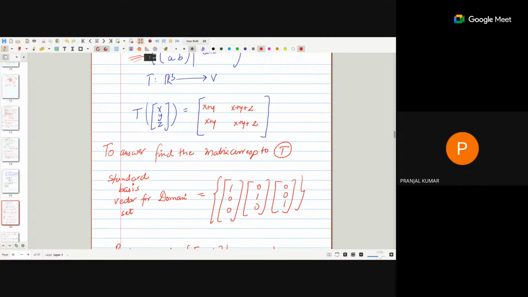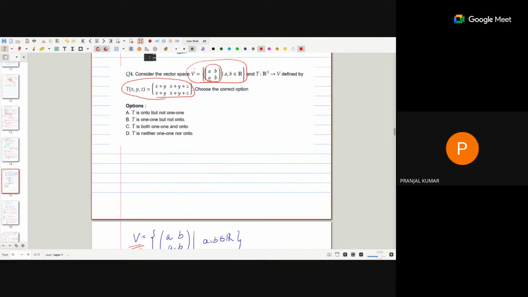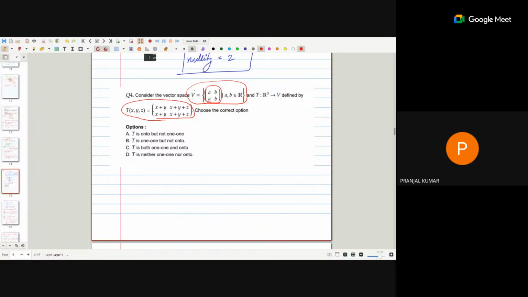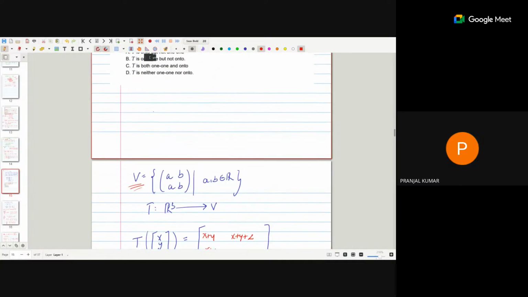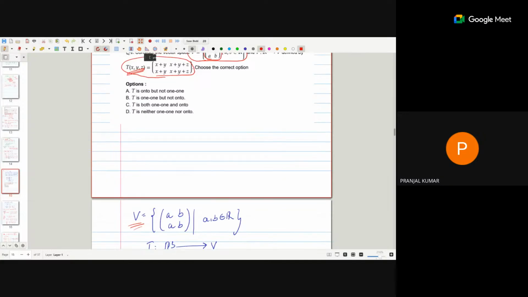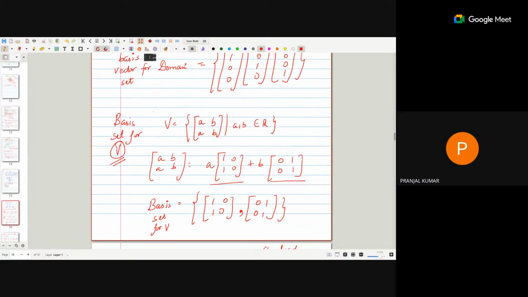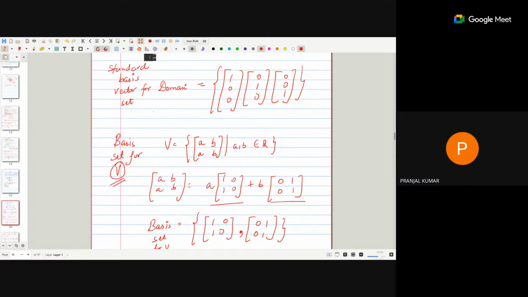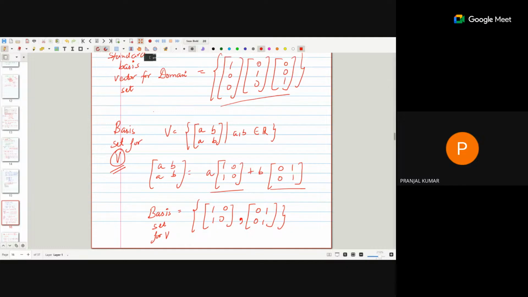Okay, so I have written the linear transformation. Now to answer, we have to find the corresponding matrix corresponding to this linear transformation. How will we do that? First of all, you will pick the standard basis vectors for this domain, which is R3. So I have picked up those. These are your standard basis vectors. Now we again have to find a basis set for your codomain also.